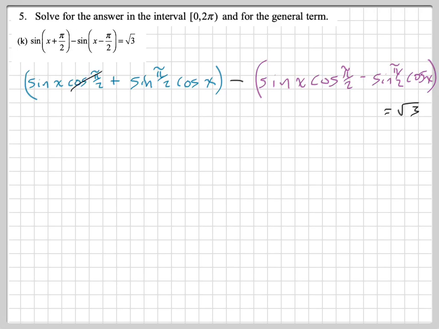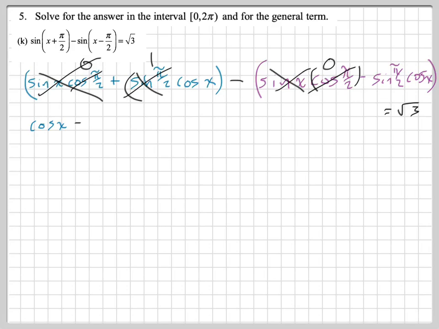Cosine of pi over 2 is 0, so that means sine x times 0 just goes away. Sine of pi over 2 would give us 1, so I can write 1 here instead, and so we're just left with a cosine x for the blue part. Then we have minus, and on the other side, let's see what happens here. We have cosine pi over 2, which equals 0.